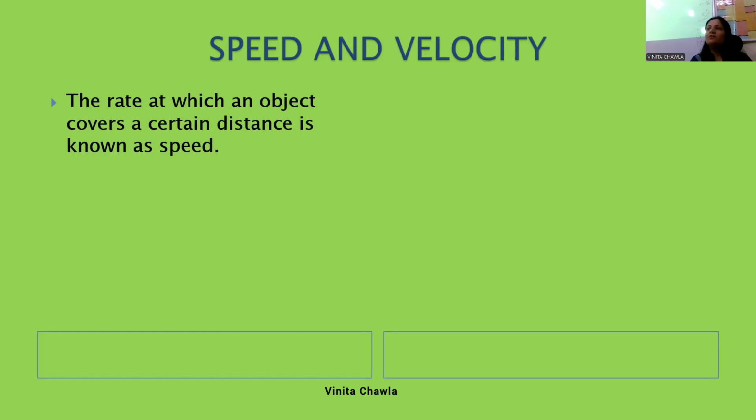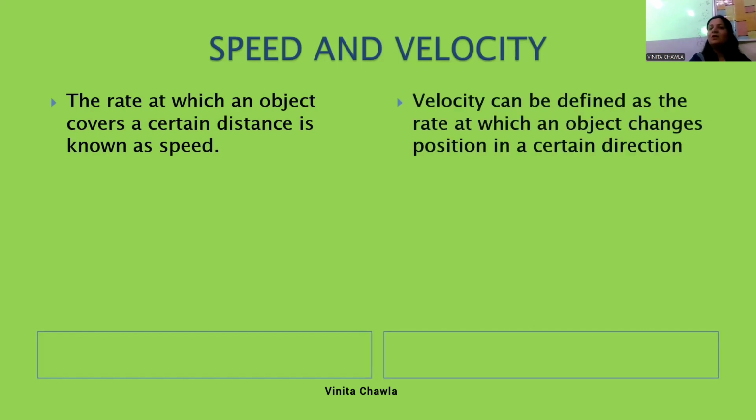How speed and velocity are different? Speed is the rate at which an object covers a certain distance in unit time. On the other hand, velocity is the rate at which an object changes its position in certain direction.